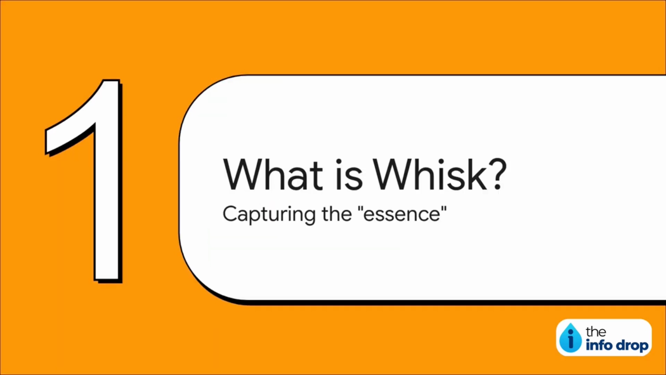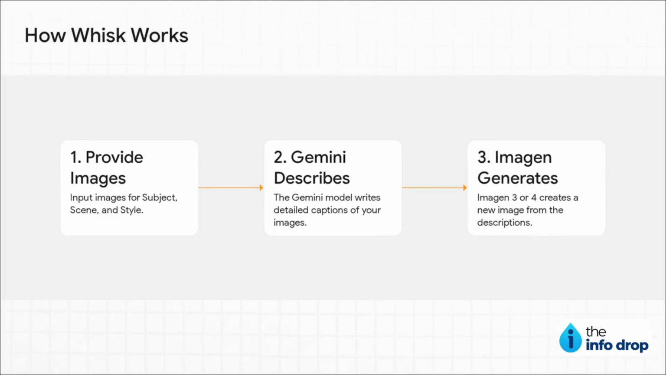So, what really makes Whisk different? It all comes down to how it captures the essence of your ideas, instead of just copying pixels. What's happening behind the scenes is actually a pretty simple three-step process. First, you feed it some images, one for your subject, one for the scene, and one for the style. Then, Google's Gemini model looks at those pictures and writes a super detailed description for each one. And finally, those descriptions get sent over to Google's image model, either Imagen 3 or the even better Imagen 4, to generate a totally new image from scratch.